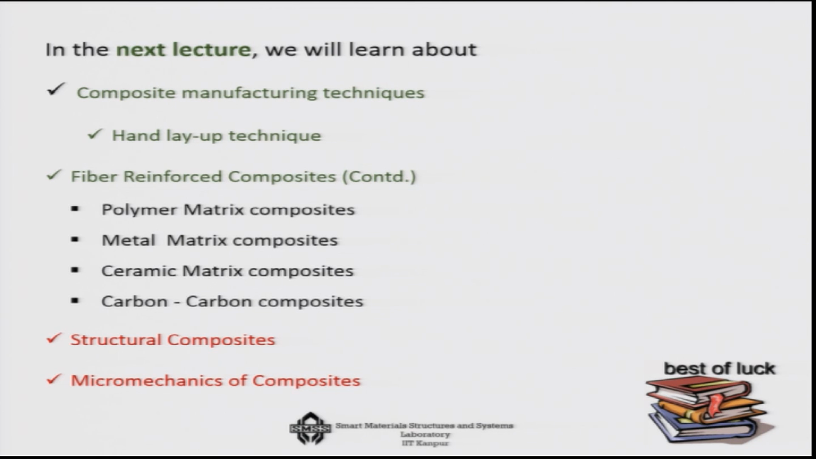This is where we have given you an overview of such composite materials. In the next lecture, we will also talk about how you manufacture such materials, some of the techniques, and we will talk about polymer matrix composite, metal matrix composite, ceramic matrix composite and carbon-carbon composites. Also, we will discuss some structural composites and the micromechanics of the composites in the coming lectures. Thank you very much.